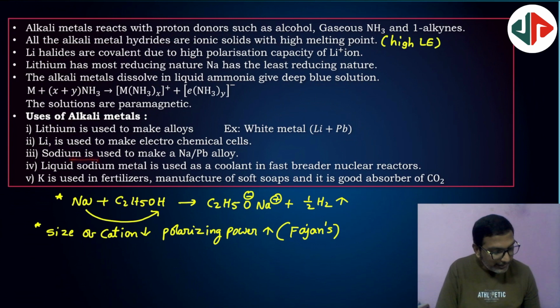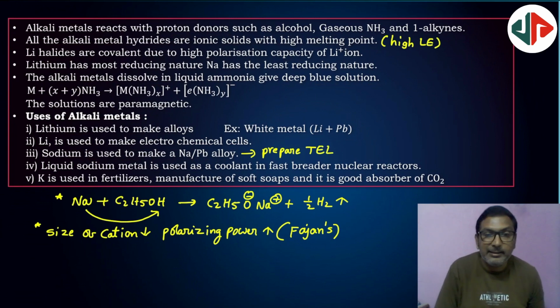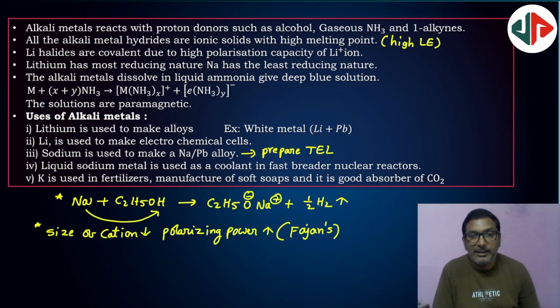Next, sodium is used to make sodium lead alloy, which is used to prepare tetraethyl lead, an anti-knocking agent. Next, liquid sodium metal is used as coolant in nuclear reactors. In nuclear reactions, more amount of energy will be released. Temperature will be very high. Therefore, liquid sodium is used.